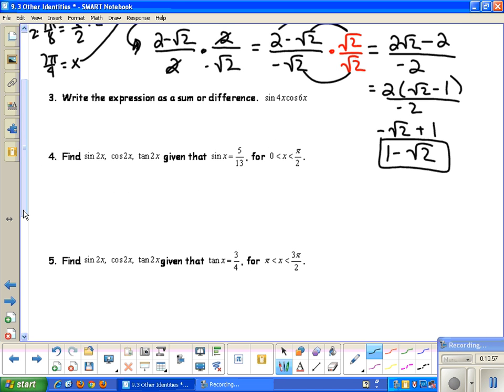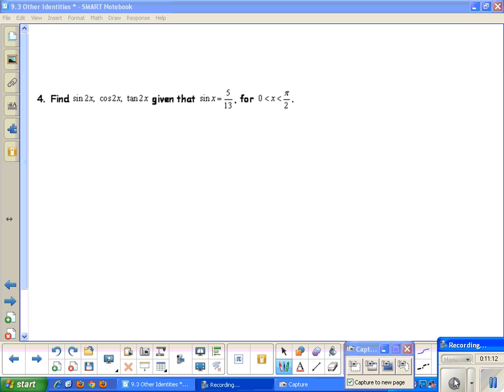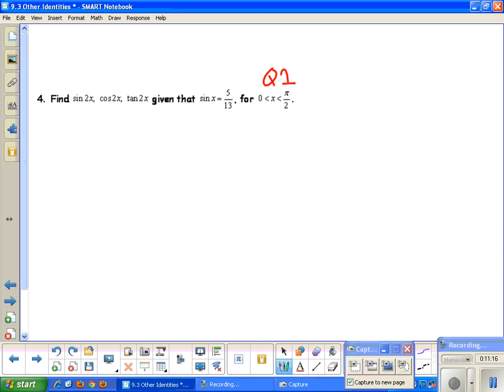So for question number 4 here, it says we want to find the sine double angle, cosine double angle, and tangent double angle, given that the sine of x is equal to 5 over 13, and we're in the first quadrant. So for these, again, I know I'm in the first quadrant because we're in between 0 and pi over 2. So I want to find the sine double angle. So I'm going to write down my equation. So sine of 2x is equal to 2 sine x cosine x.